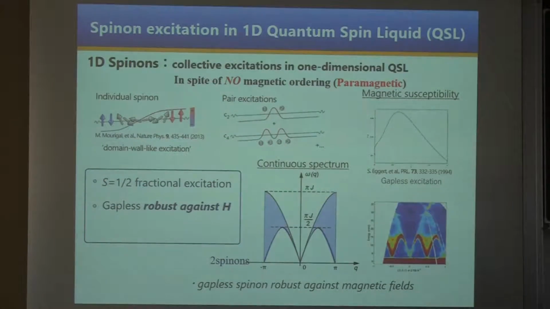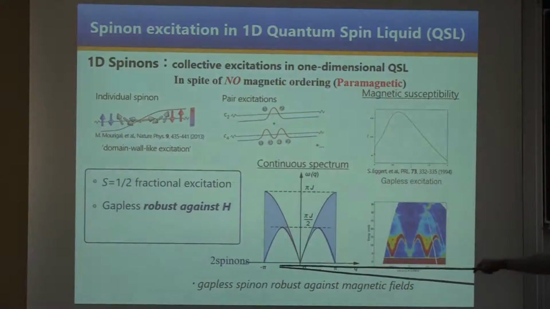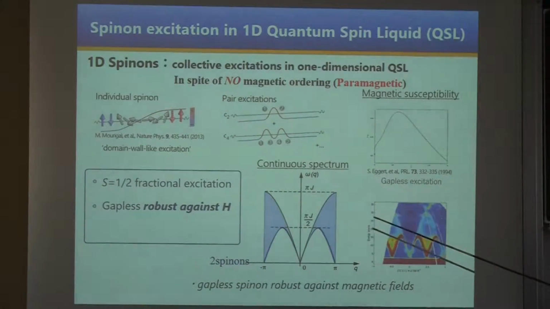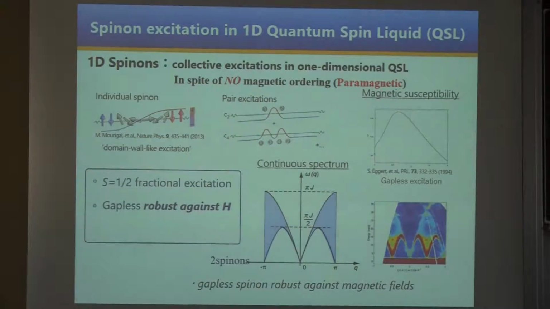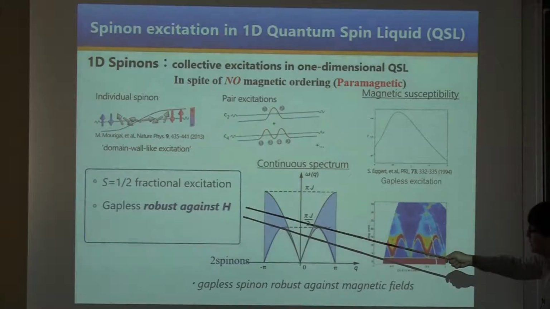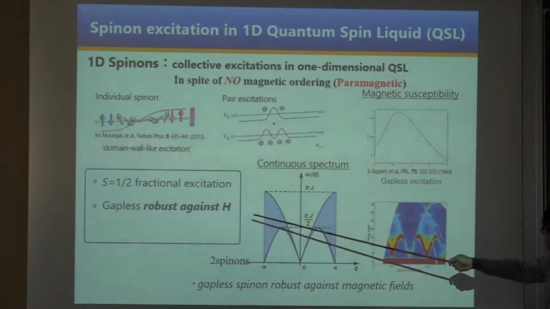This material is a paramagnetic system, so there is no magnetic ordering. Nevertheless, collective excitation, soliton-type collective excitation, may appear. This is a spinon. Its spin excitation spectrum is like this. This is the wave vector and frequency, and this spin excitation spectrum is confirmed by neutron scattering. Okay, spinon is a spin-half fractional excitation, gapless, and robust against the field.